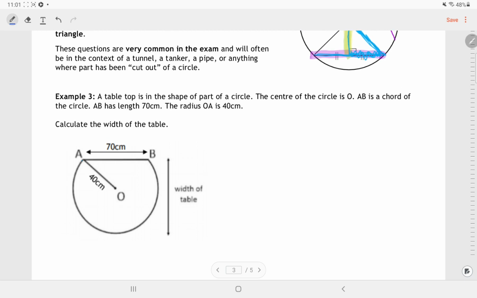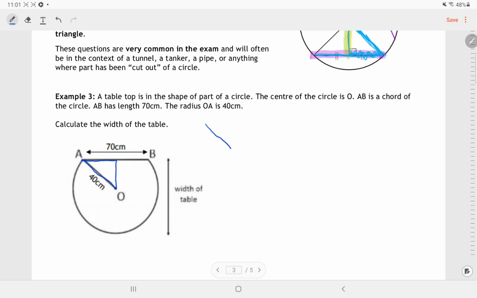So, in example 3 then, we have a context. We've got a tabletop, which is part of a circle. Chord AB is 70 centimetres, marked on the diagram, and the radius is 40 centimetres, also marked on the diagram. The first thing I want to do is to identify the right-angled triangle, which would appear here.